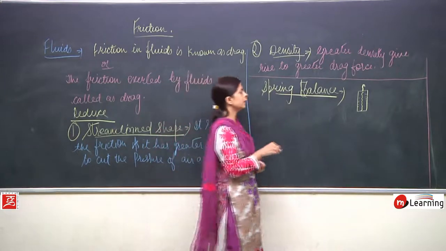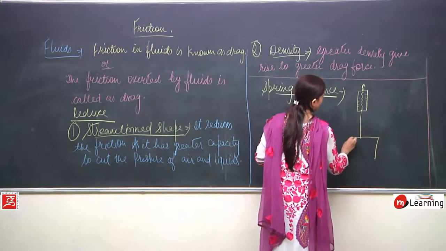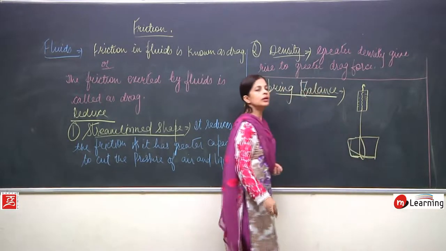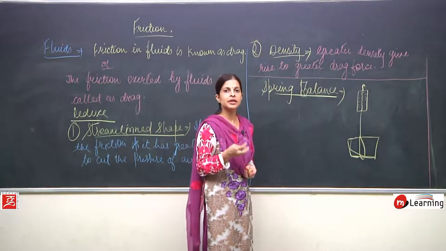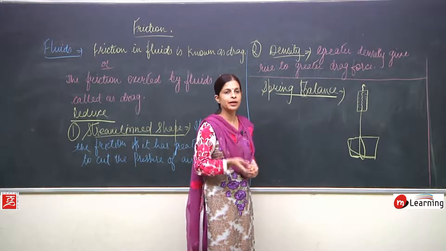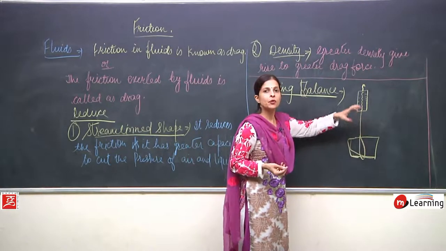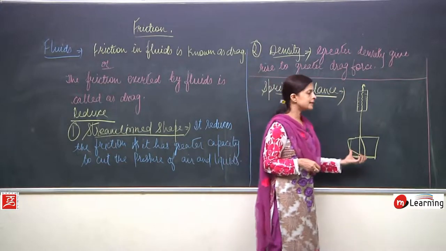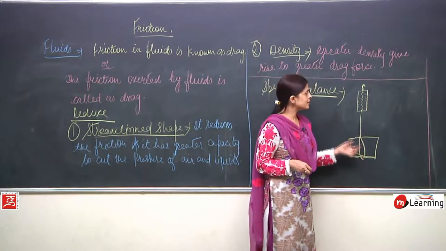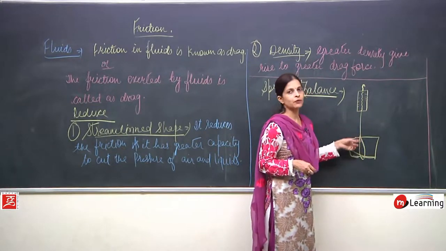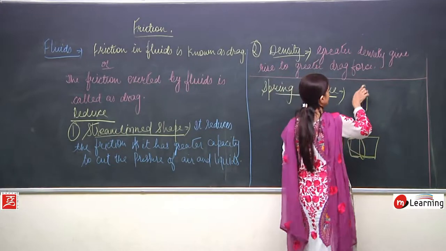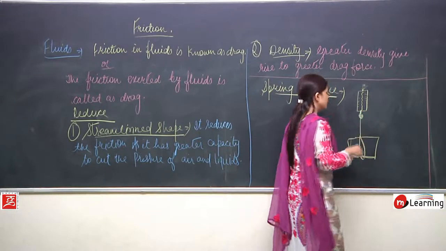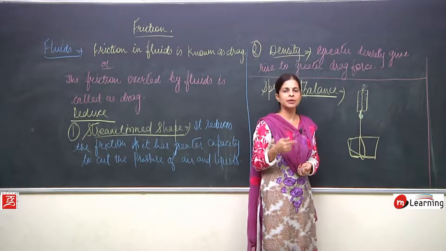Suppose I attach it to a box or a brick. So what does this instrument give? It gives the reading of the weight, how much force has to be applied to move this weight. So it is a brick or a box. To the hook of this, I have taken a thread and tied it over here. So to the hook, a thread or anything can be attached.